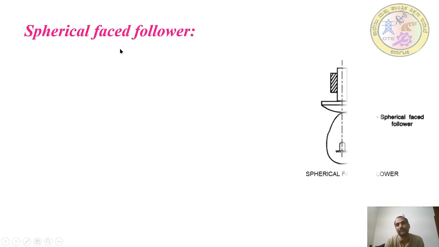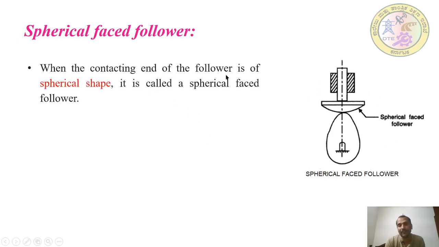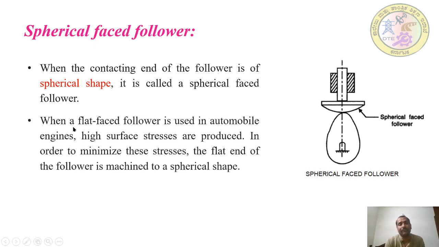Spherical faced follower. When the contacting end of the follower is of spherical shape, it is called a spherical faced follower. When a flat faced follower is used in automobile engines, high surface stresses are produced. So in order to minimize these stresses, the flat end of the follower is machined to a spherical shape.